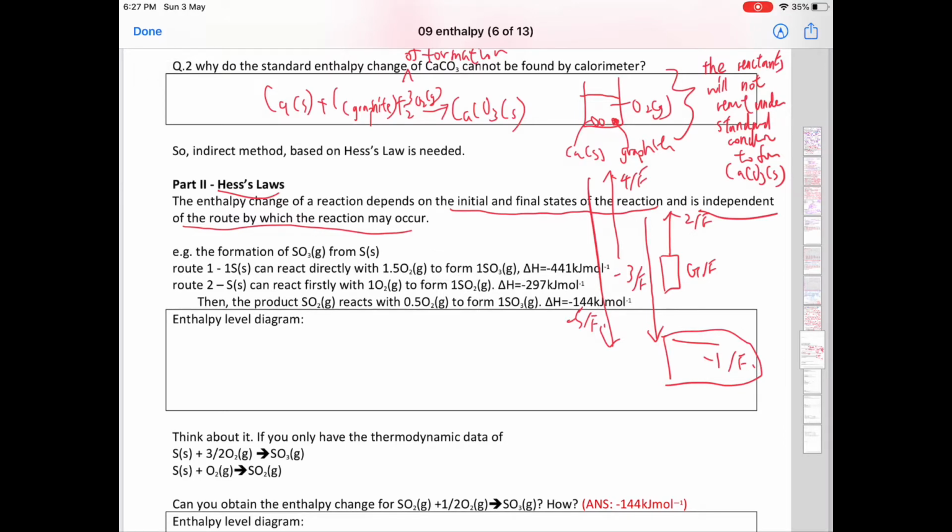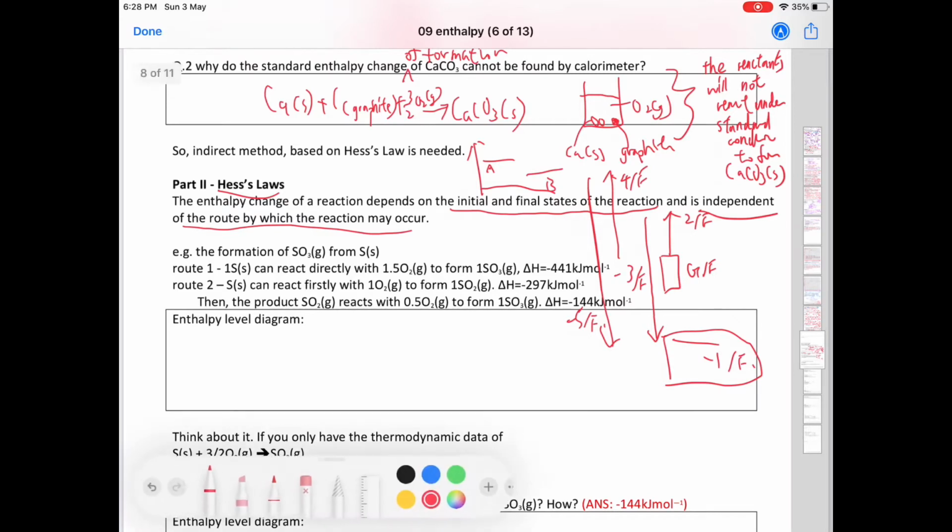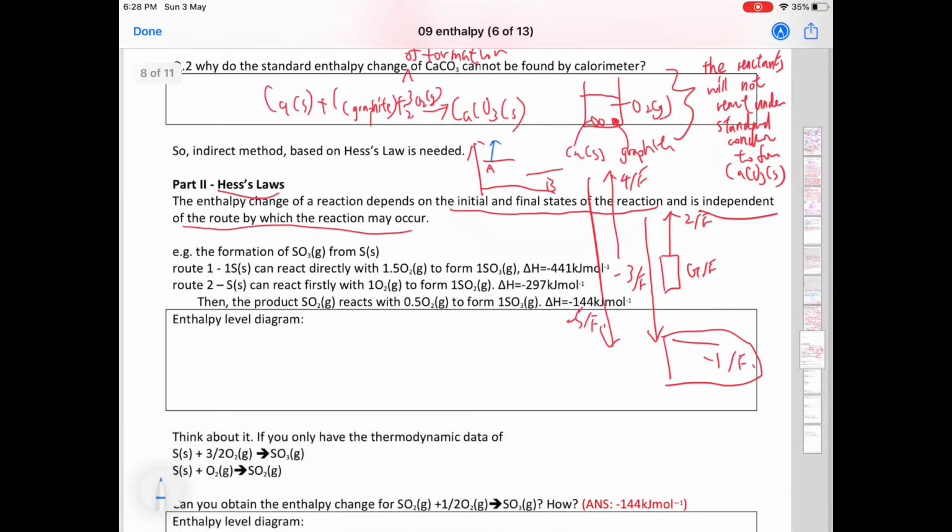If we apply the same idea and draw out the enthalpy level diagram, it is quite easy to understand. Your original state, the reactant, is here. We name it stage A, and finally there is stage B. Then you can have many ways to go to stage B. You can go with step 1 to form C and D, and then another step to form D and E, and then finally you form stage B.